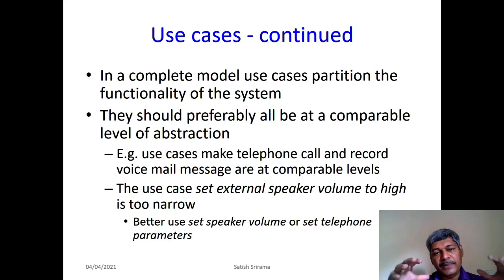When you come to a complete use case model, a complete use case model partitions the functionality of the system. We said a use case defines a functionality of a system. In that sense, if you have several use cases, you are talking about different functionality of that particular system. So that's how use cases partition the complete functionality of the system.